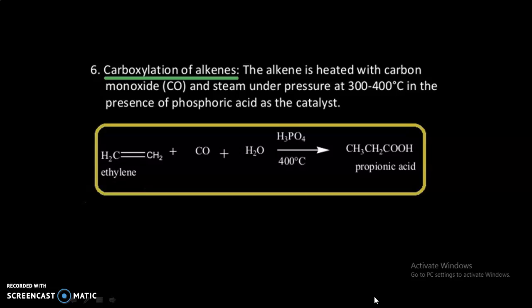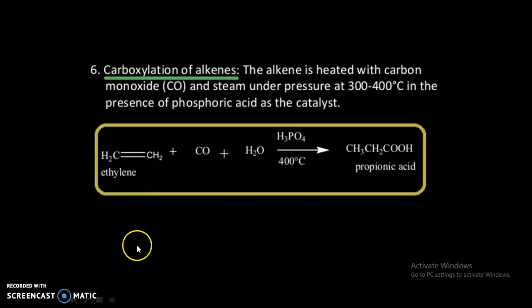The last method is carboxylation of alkenes. The alkene is heated with carbon monoxide and steam under pressure at 300 to 400 degrees centigrade in the presence of phosphoric acid as a catalyst. This is a recent industrial method for making carboxylic acid and it is called the Koch reaction. This carboxylation of alkenes is also called the Koch reaction.